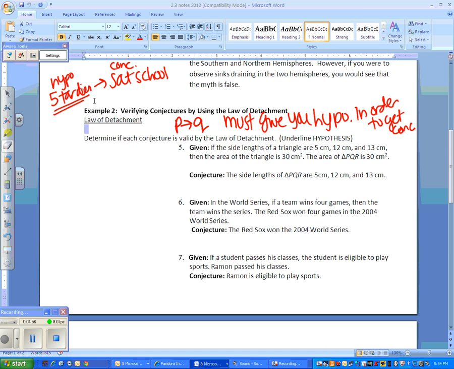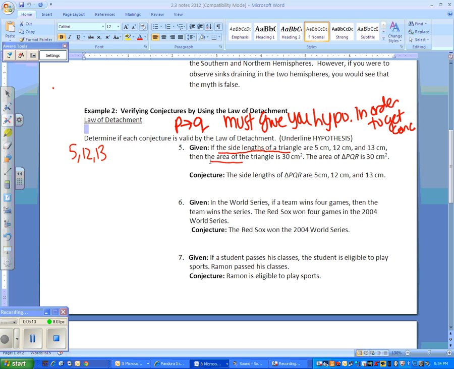You can't assume Joe had 5 tardies just because he was in Saturday school. And that's what I mean by you need to know the hypothesis first. So here's an example. If the side lengths of a triangle are 5, 12, and 13, that's your hypothesis, right? Because it comes after the word if. So this is all your hypothesis.